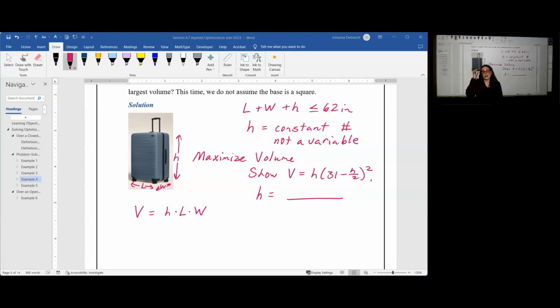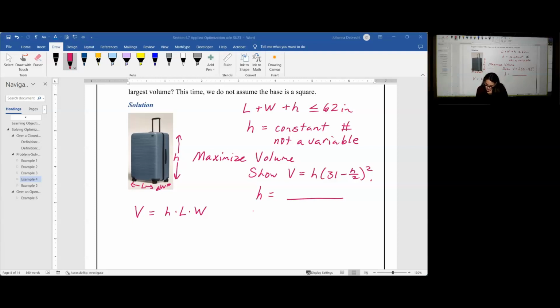In this case, I can leave the height in the objective function because it's not acting as a variable. It is a constant. So that leaves me with two independent variables, L and W. Let's solve the constraint equation for L and use that to substitute for L so that the objective function is written in terms of H, which is just a constant number, and W, an independent variable.